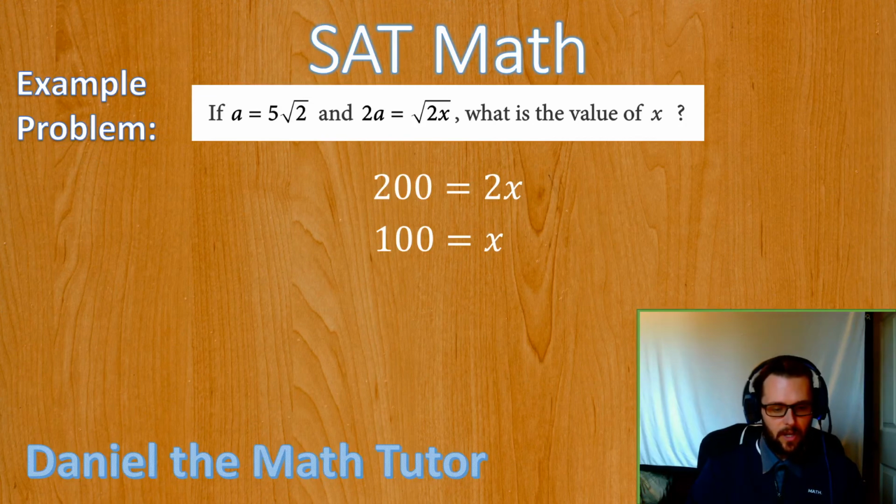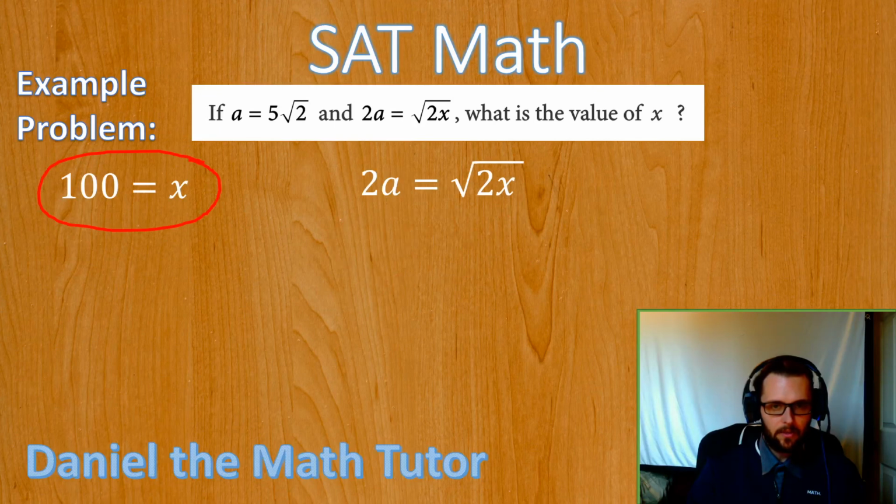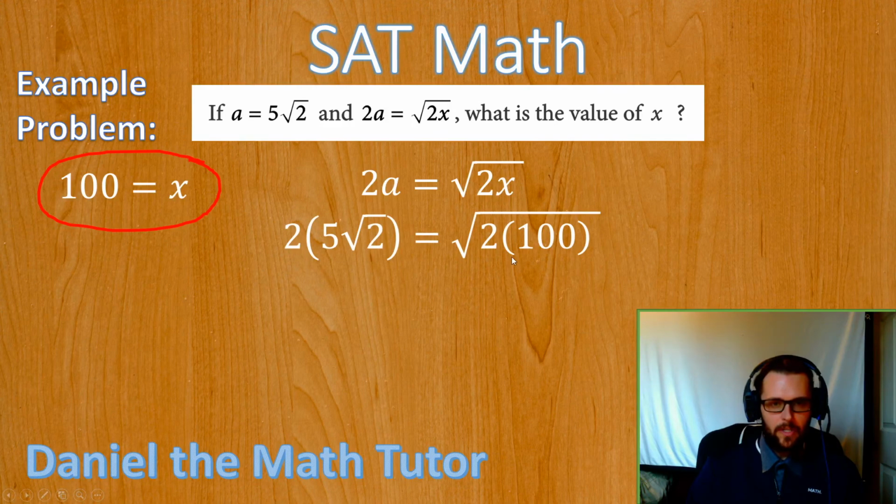Now that we have solved for x, let's plug it back into the original equation to double check our answer. That is always a good idea on the SAT. The original equation was 2a equals the square root of 2x. So let's plug in 5 root 2 for a and plug in 100 for x. Just like that. All we did was take this second equation that was given in the question and plug in the values of a and x. X is 100, a is 5 root 2.